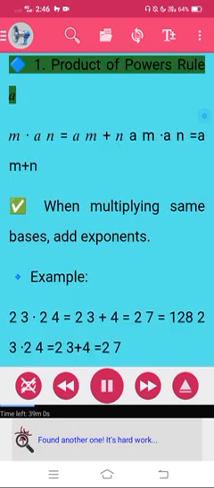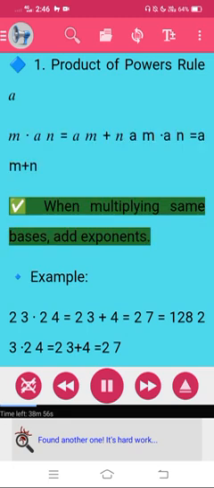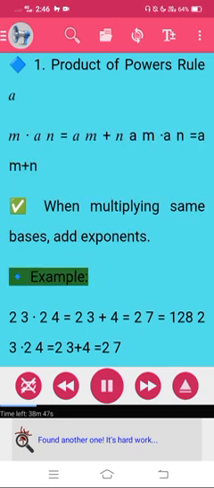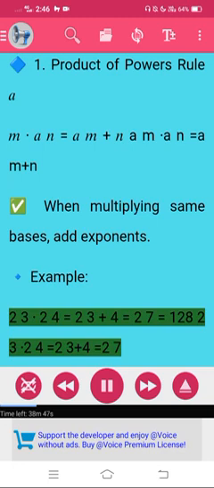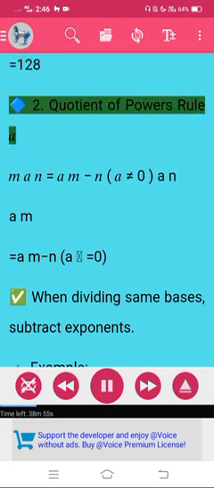1. Product of powers rule: aᵐ · aⁿ = aᵐ⁺ⁿ. When multiplying the same bases, add the exponents. Example: 2³ · 2⁴ = 2³⁺⁴ = 2⁷ = 128.